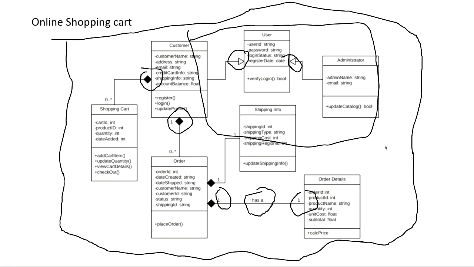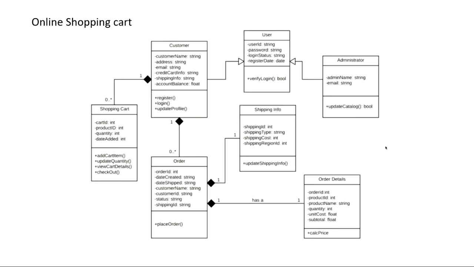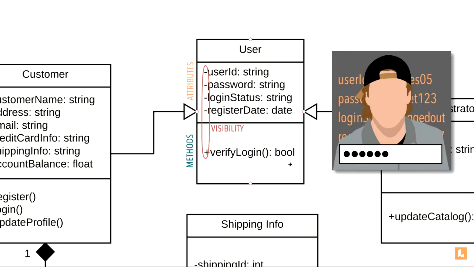Okay. See this part. This part I am focusing on. This. So if you zoom in on this diagram, you can see there is a class user which has the attributes user ID, password, login status, register date, and these attributes have the visibility as private. The data type of user ID is string. The data type of password is string. The data type of login status is string. The data type of register date is date. And there is one method also in the user class, that is verify login. That is a Boolean kind of thing.